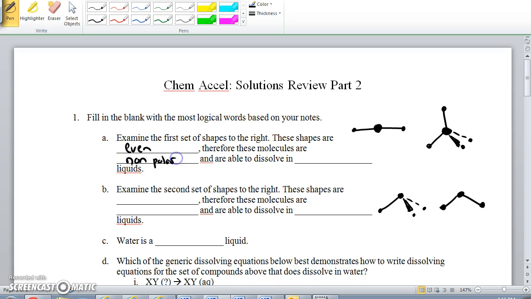The distribution of the electrons would be even. So if they're non-polar, they're only able to mix with solvents that are non-polar, with the phrase like dissolves like. These shapes down here show an uneven distribution of the atoms on the outside, which means there would be an uneven distribution of the electrons within the molecule. So these shapes are uneven or asymmetrical. So these molecules are polar, and they're able to dissolve in polar solvents. And water is polar, which means these would be able to dissolve in water.